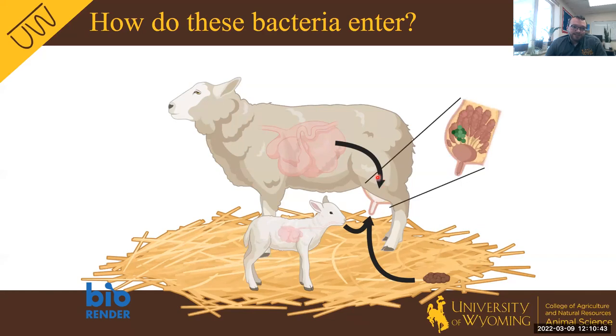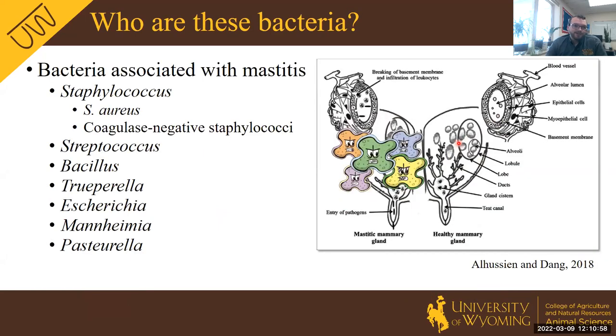Regardless of how the bacteria get into the mammary gland, once the bacteria are there, they are detected by the immune system, which triggers an inflammatory response. And I'm going to be talking about the immune response in a few more slides. But first, who are these bacteria? So there are several bacteria associated with mastitis.